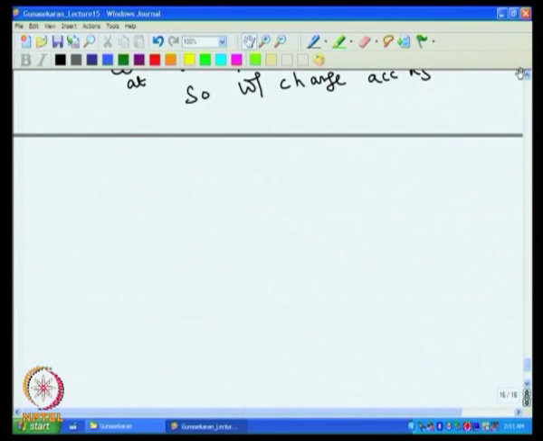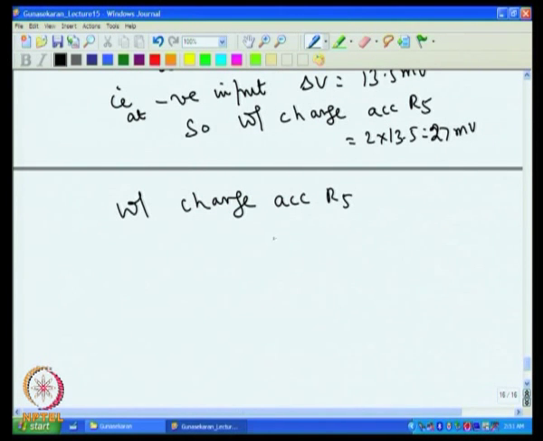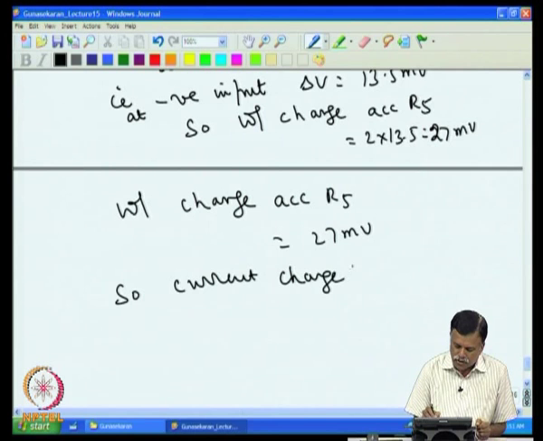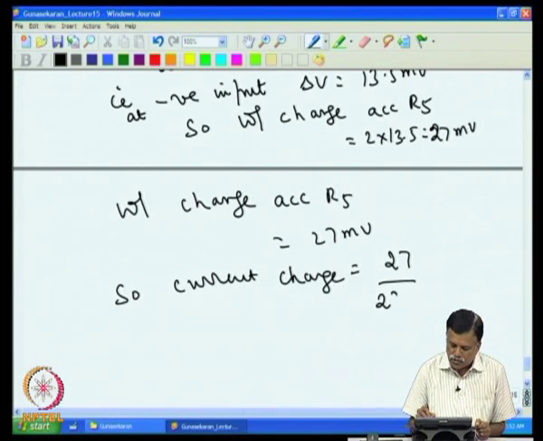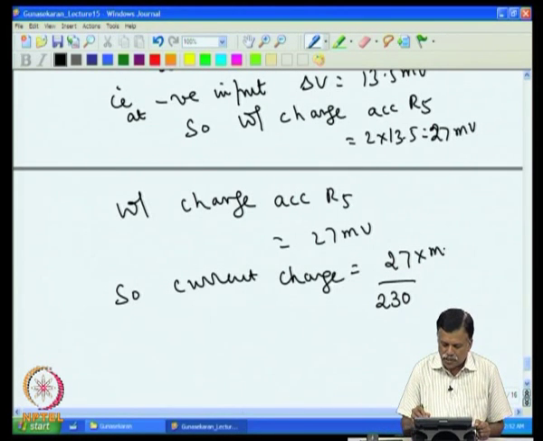So, the voltage change across R5 is equal to 2 into 13.5, that is equal to 27 millivolt. The voltage change across R5 is equal to 27 millivolt. So, the current change is equal to 27 millivolt divided by 230 ohms.